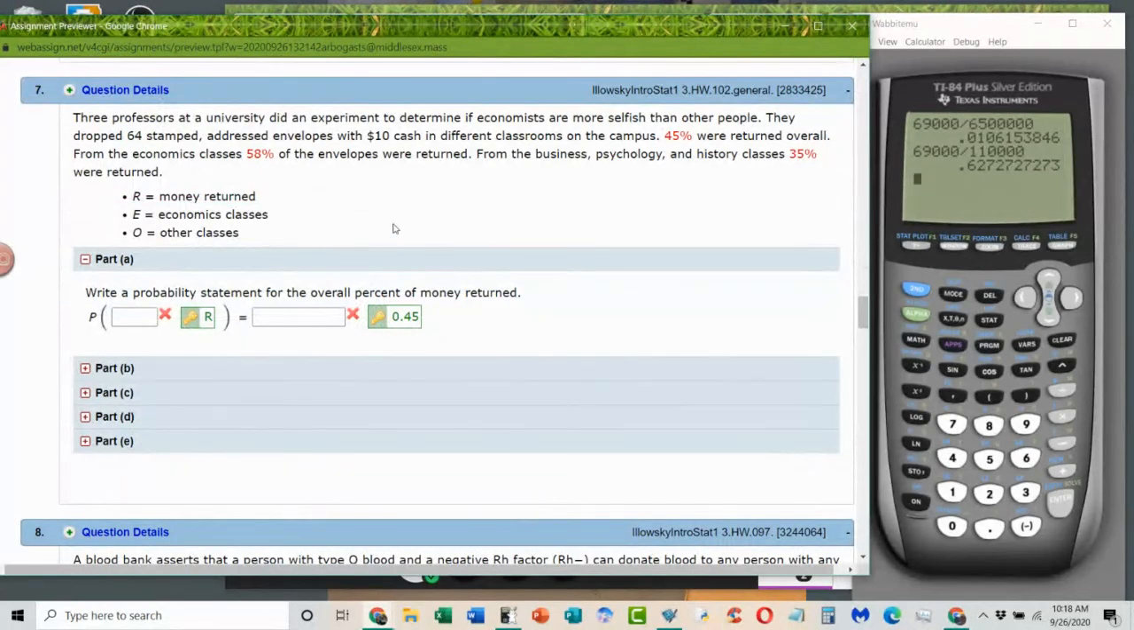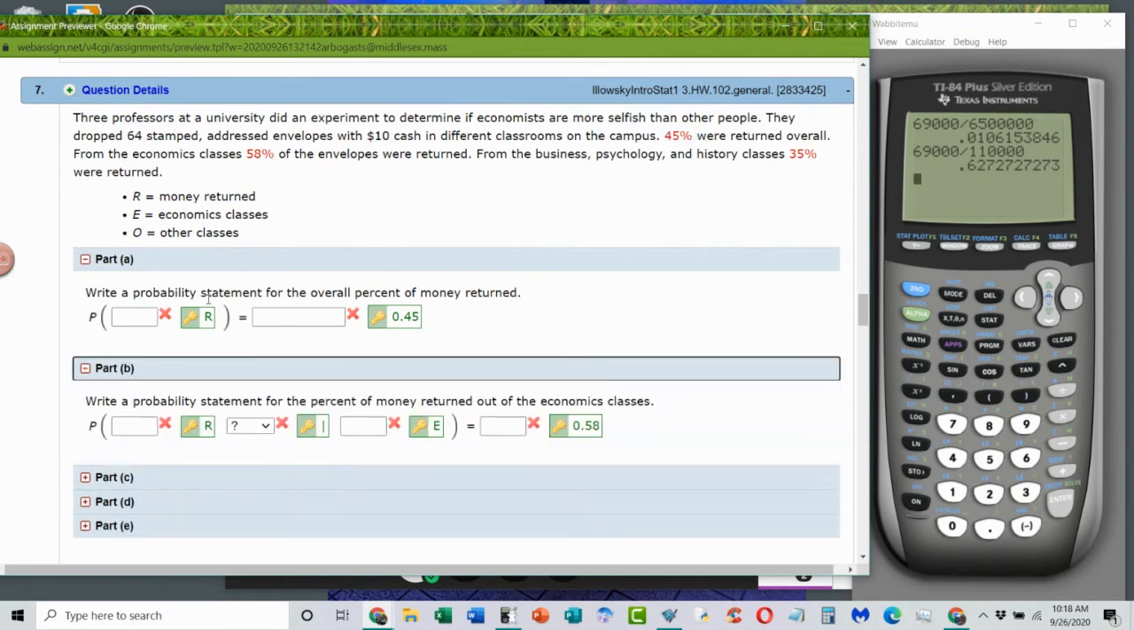This one here is again similar. They're asking about putting money into an envelope, and here are the probabilities of these things occurring: that you return the money, that you went to an economics class, or that you were in a different class. So this is everybody who returned the money. These are the people who returned it if they were in economics, and these are the people who returned it if they were in business, psych, or history. And so the probability of returning it, they just told you, it's this number.